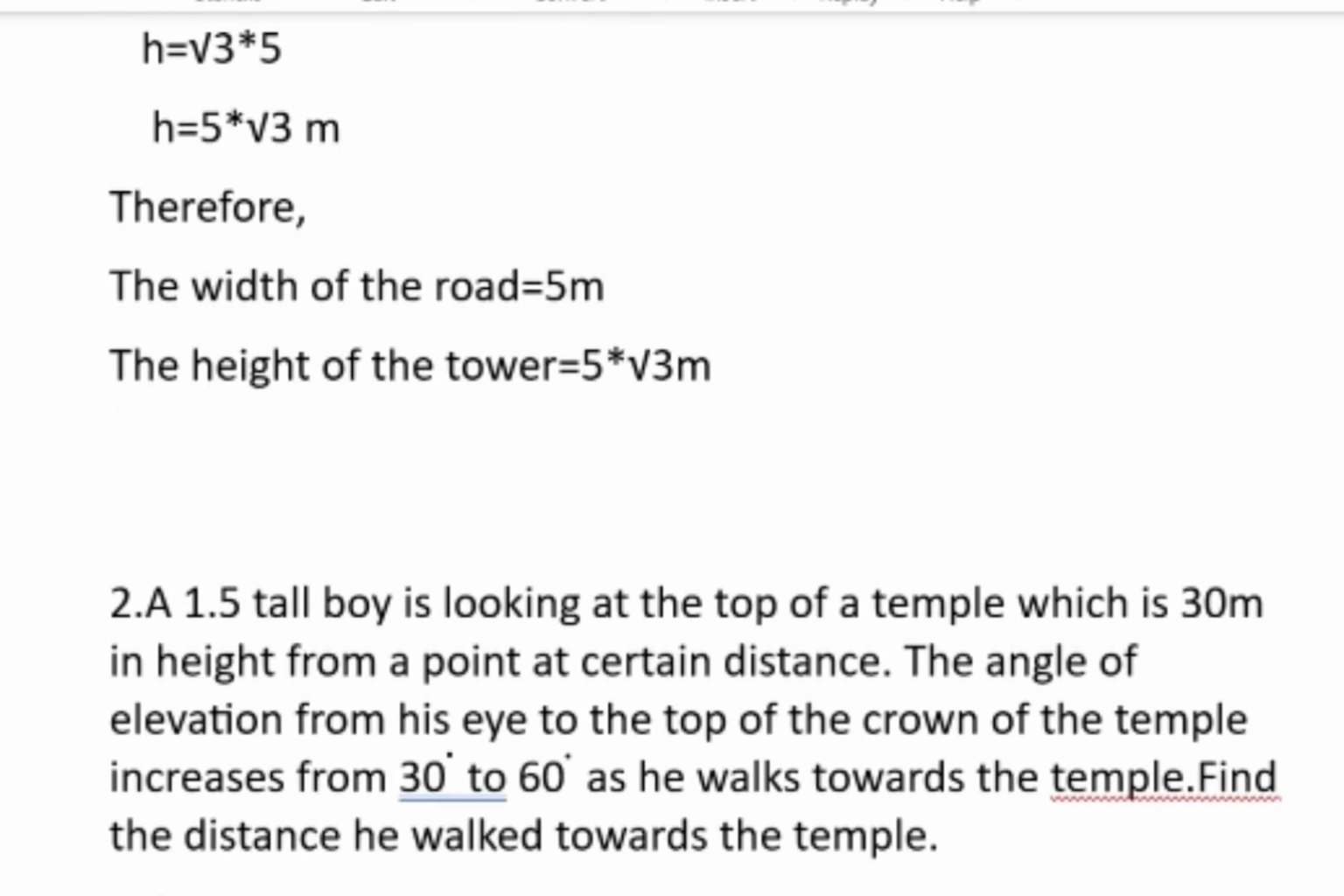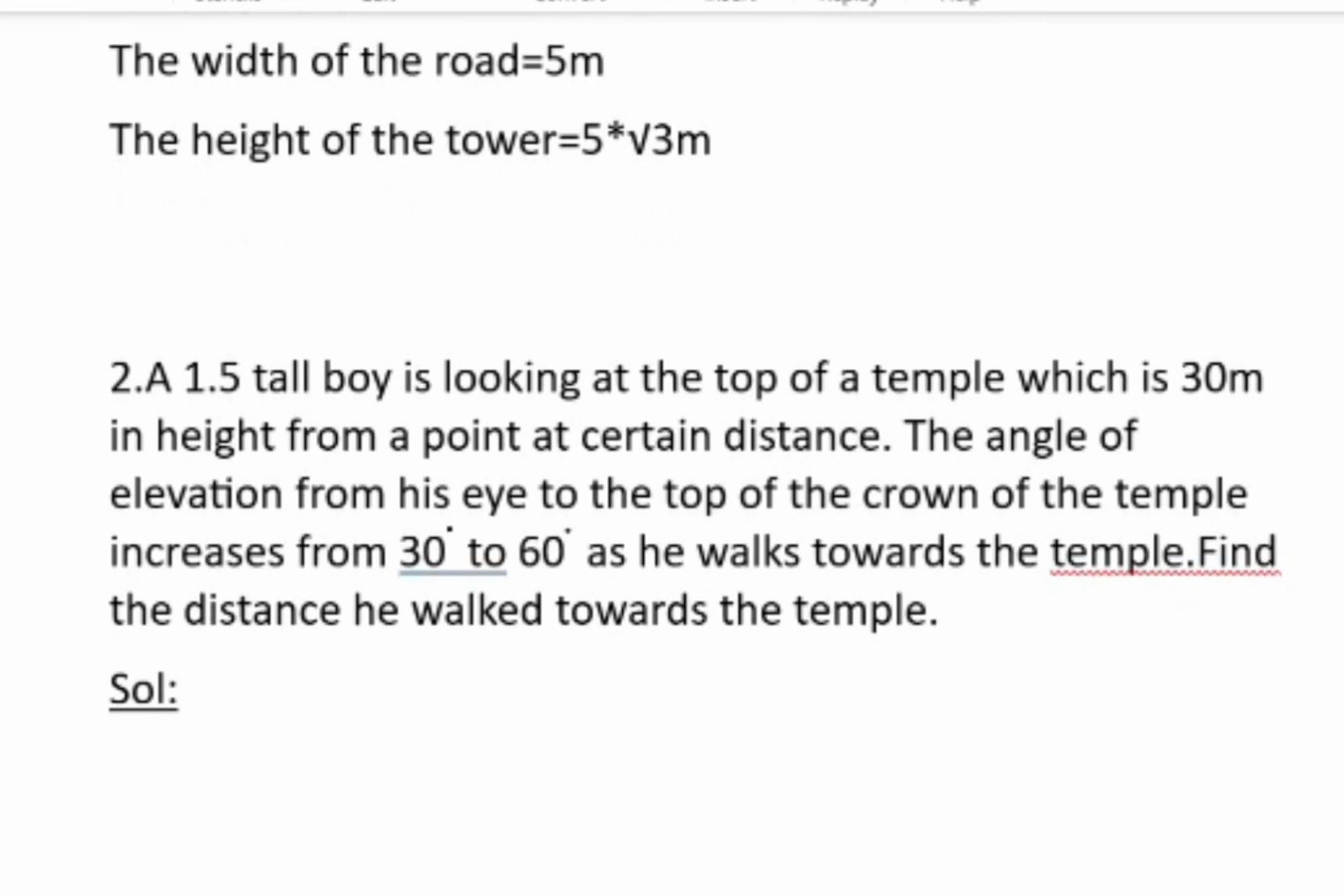Next question. A 1.5 meters tall boy is looking at the top of a temple, which is 30 meters in height, from a point at a certain distance. The angle of elevation from his eye to the top of the crown of the temple increases from 30 degrees to 60 degrees as he walks towards the temple. Find the distance he walked towards the temple.